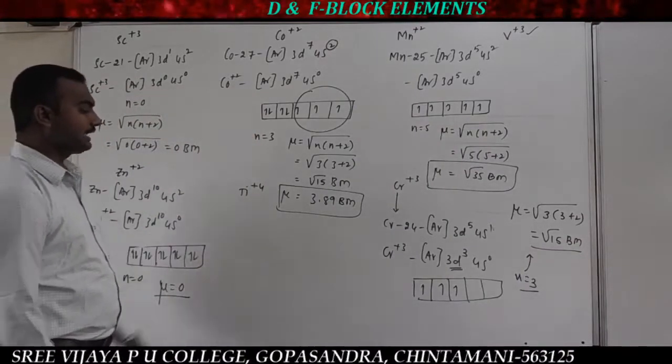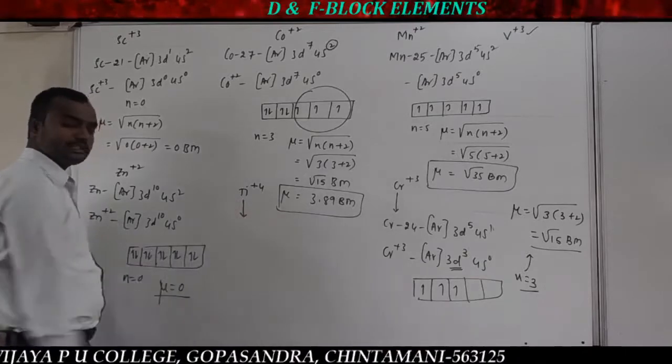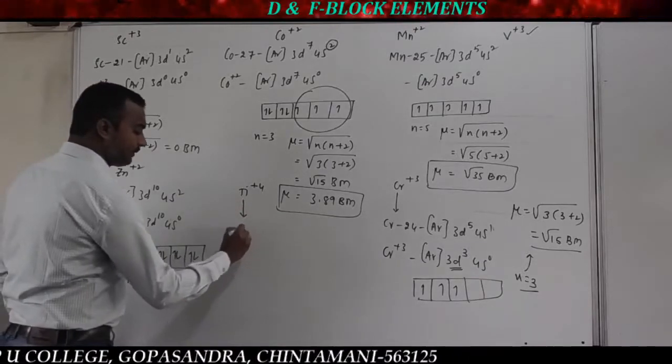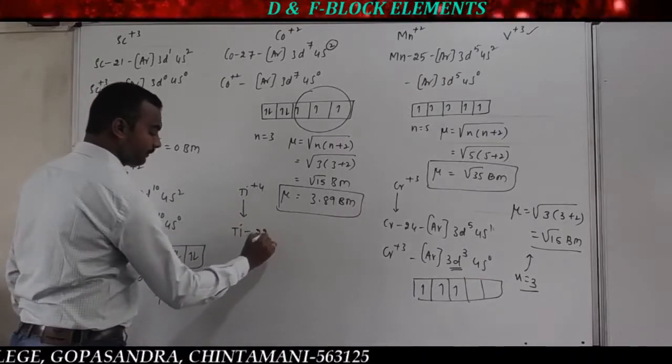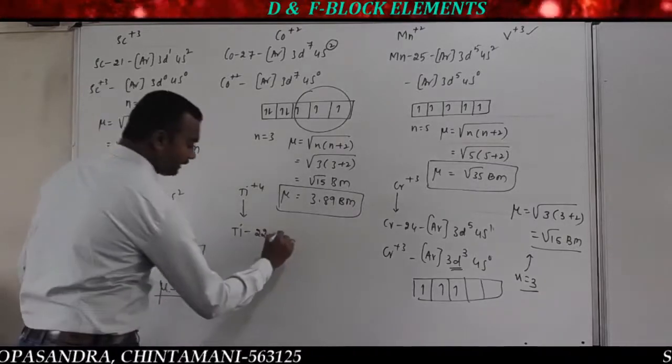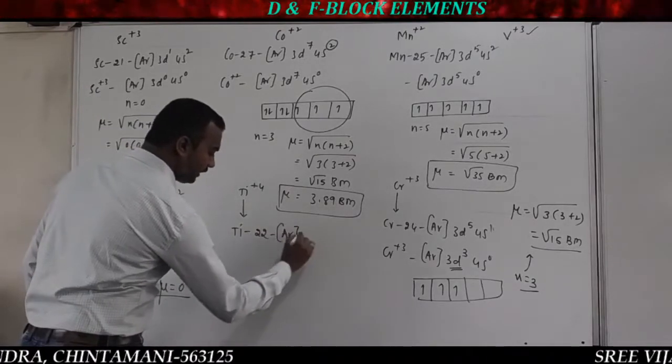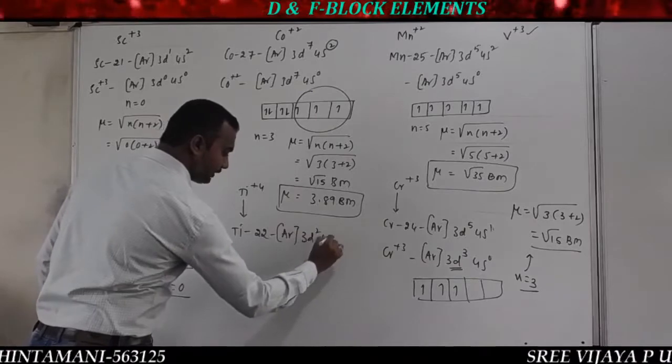Similarly, for titanium plus 4, when you calculate, titanium has atomic number 22. When you write the configuration, it comes as argon 3d2 4s2.